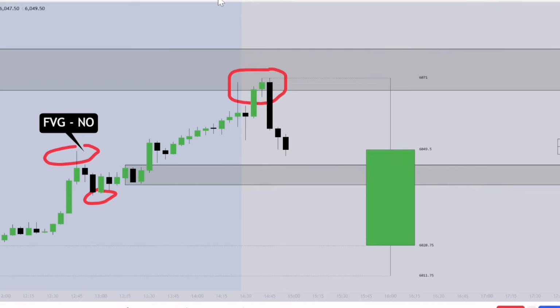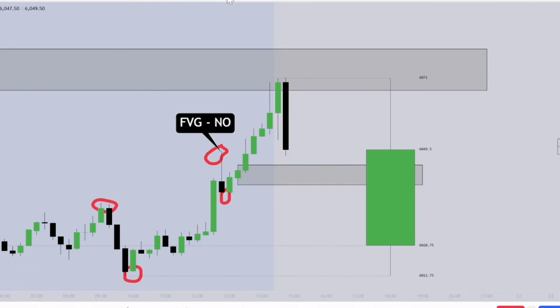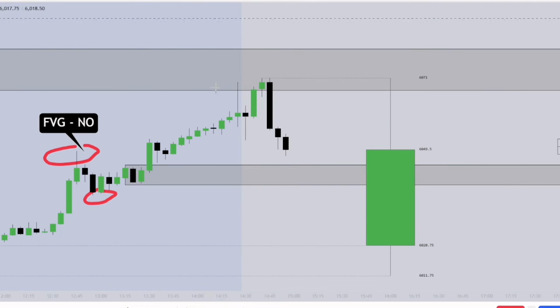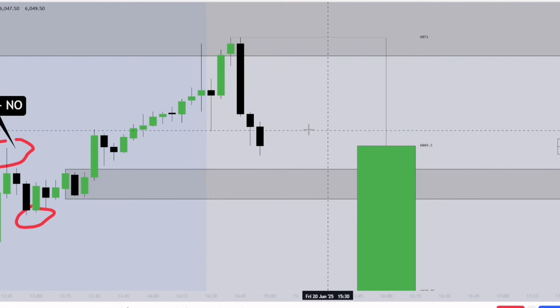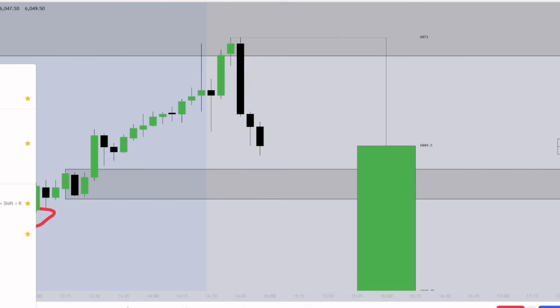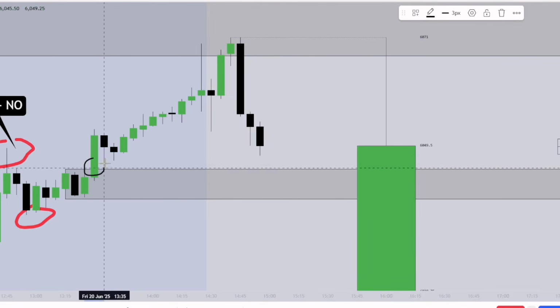So I'm just going to clear the charts up and we're going to go through a couple of things over here. Now on the 5-minute time frame, how could you have entered this particular trade? I personally took this trade. I also have a 15-minute FVG over here. So this was my 15-minute fair value gap.